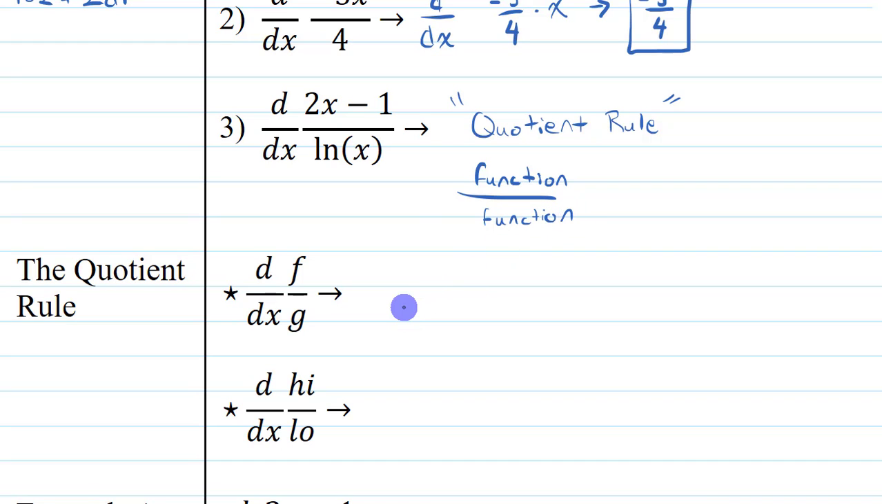A function could have been x, but 5 is a constant function, though I would think of that more as a constant than a function. So if I have a function on the top and a function on the bottom, that's when you want to use the quotient rule. So what is the quotient rule?